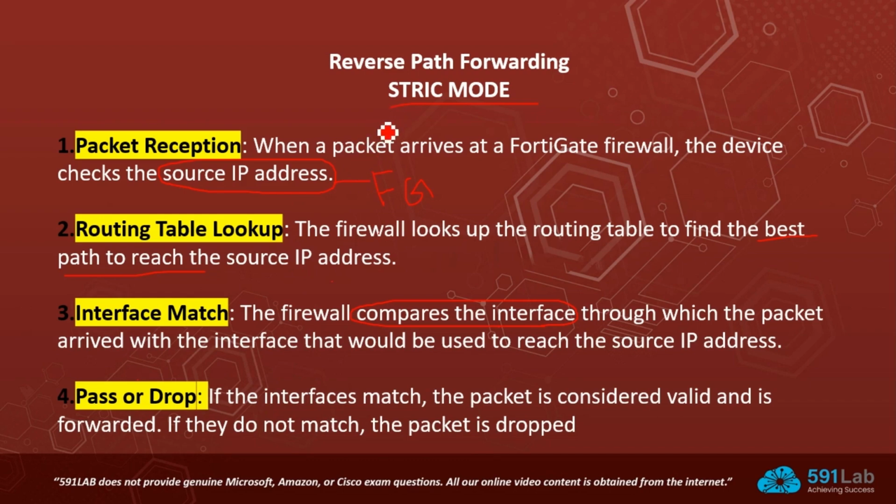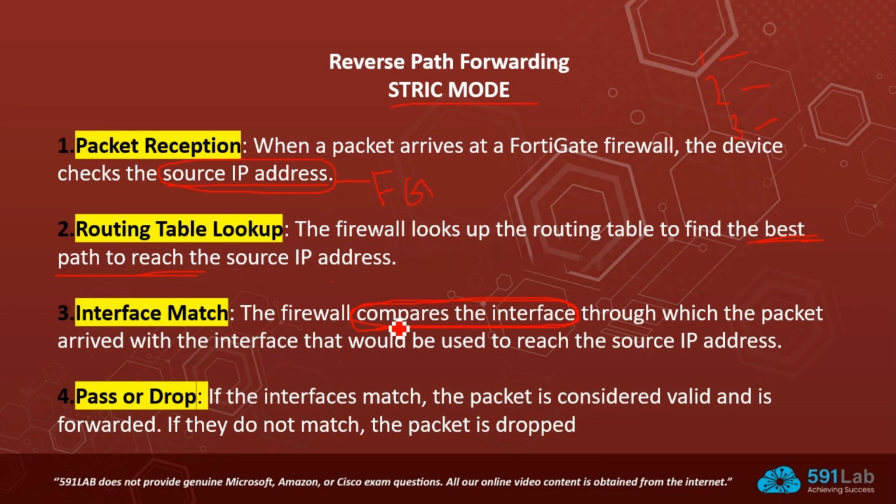Okay, strict RPF follows three major points. That means it checks the source IP address, then finds the best route, then checks the traffic incoming interface, then selects the traffic pass or drop action.